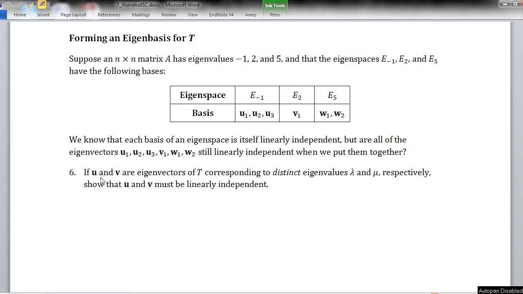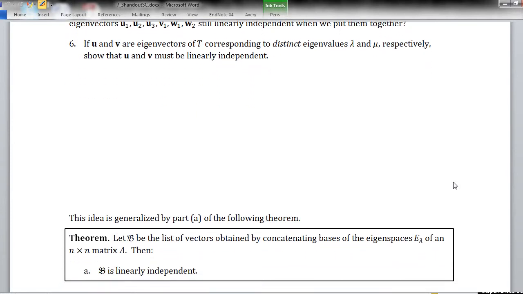Suppose we have an eigenvector u with eigenvalue lambda, and an eigenvector v with a different eigenvalue mu. Let's show that these two eigenvectors from different eigenspaces have to be linearly independent. So let's suppose we have some linear relation between them, that a times u plus b times v is equal to the zero vector. And we need to show that a and b both have to be zero.